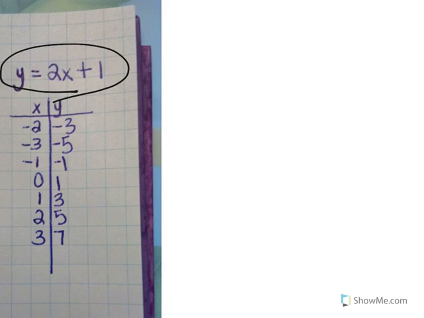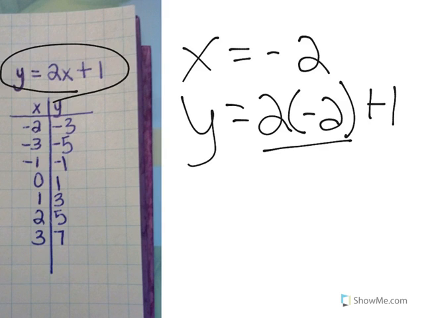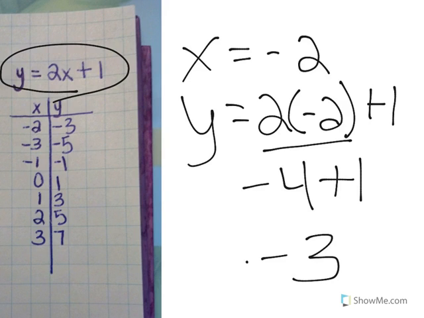So if I have x is -2, I'm going to plug -2 into the equation. Y equals 2 times -2 plus 1. And then we're going to use order of operations. That tells us to do multiplication. So 2 times -2 gives me -4 plus 1. And -4 plus 1 gives me -3. So that is how I got the y value of -3.